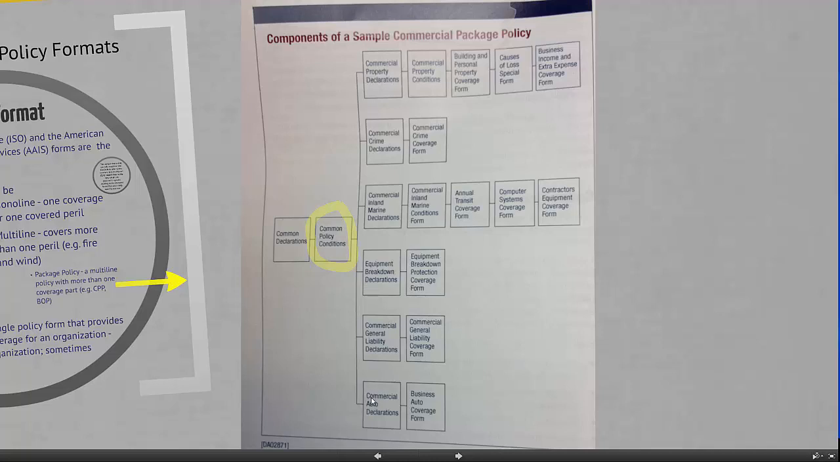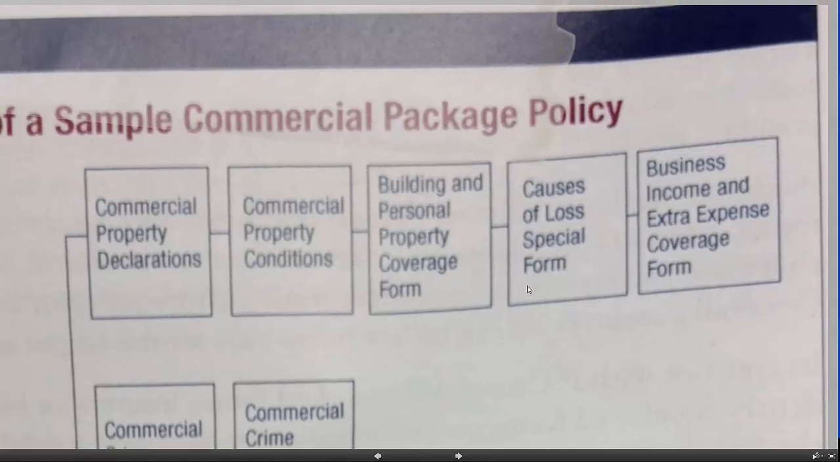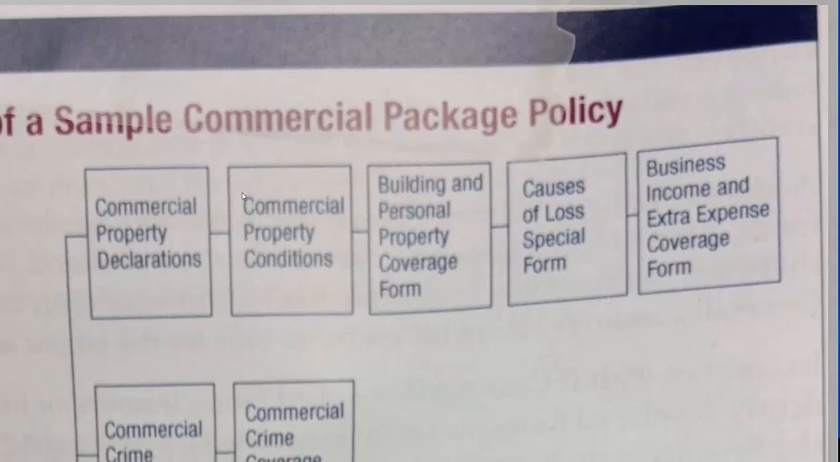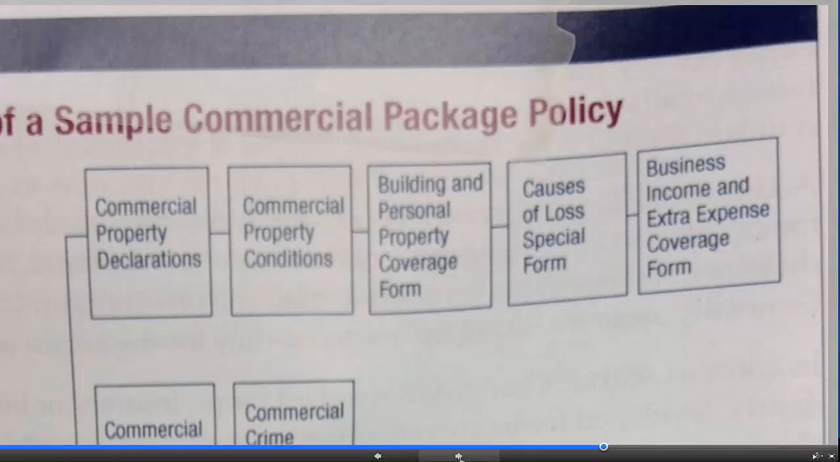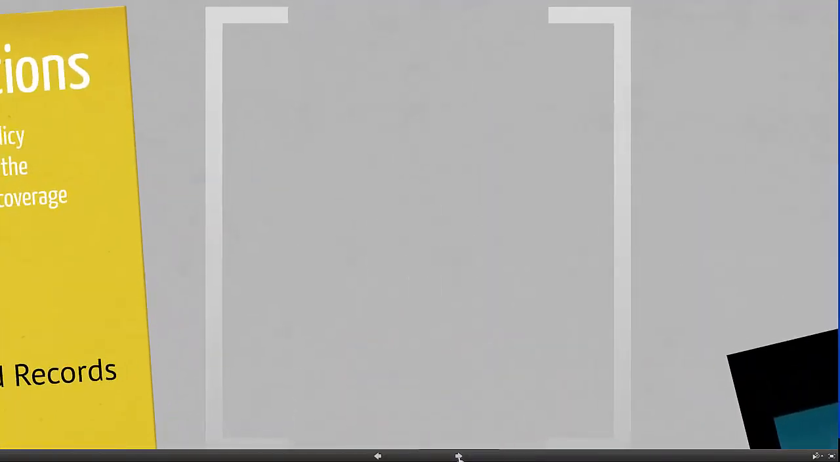And note that each one of them has its own declarations and its own coverages. The coverages, though, to the commercial property include building and personal property coverages and the business income coverages. There's also a cause of loss special form. Each one of these last three will be a chapter in this textbook. The commercial property conditions is what we're really focusing on today in the rest of this lecture. So let's talk about those.